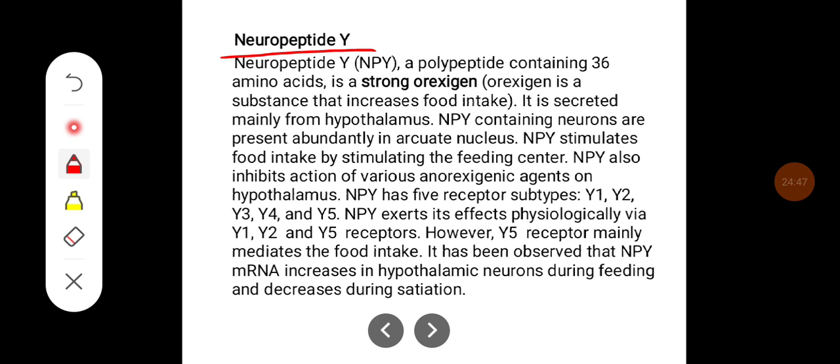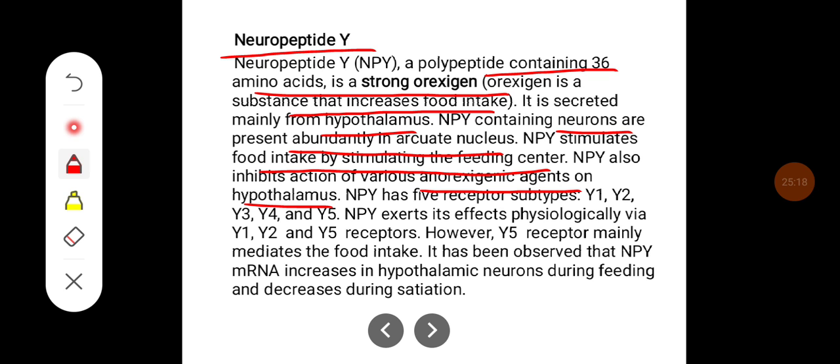Neuropeptide Y, a polypeptide containing 36 amino acids, is a strong orexogen. That is, an orexogen is a substance that increases the food intake. It is secreted mainly from the hypothalamus. The neuropeptide Y containing neurons are present abundantly in the arcuate nucleus. NPY stimulates the food intake by stimulating the feeding center. Neuropeptide Y also inhibits the action of various anorexic agents on the hypothalamus.